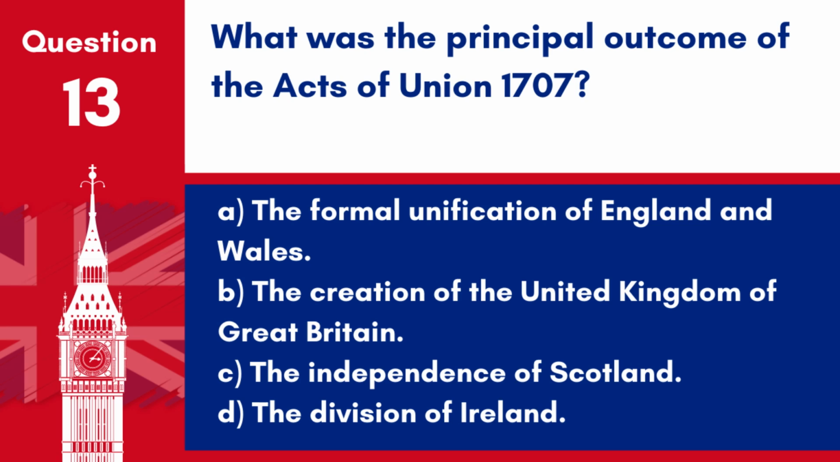A. The formal unification of England and Wales. B. The creation of the United Kingdom of Great Britain. C. The independence of Scotland. D. The division of Ireland. Answer: B. The creation of the United Kingdom of Great Britain. The Acts of Union 1707 merged the parliaments of England and Scotland, forming a single Kingdom of Great Britain.